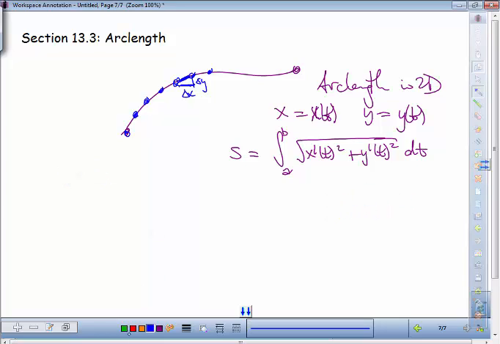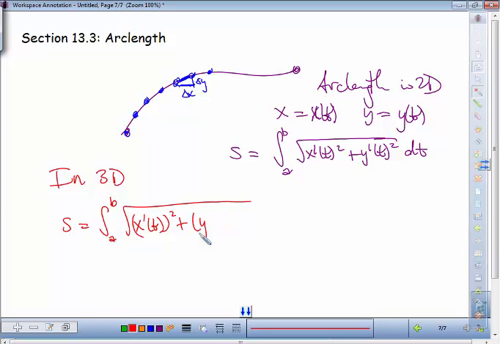So if you imagine going to 3D with the same sort of picture, now instead of just having delta x, delta y, you'll have delta x, delta y, delta z, a change in x, y, and z. So if we follow through the same procedure, the arc length is going to be pretty much the same way. Can be written as the integral from a to b of the square root of x prime squared, y prime squared, and z prime squared.